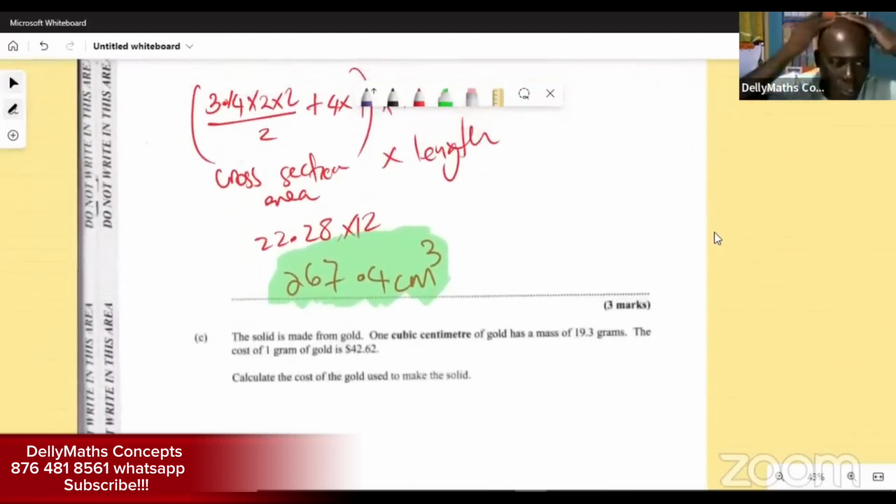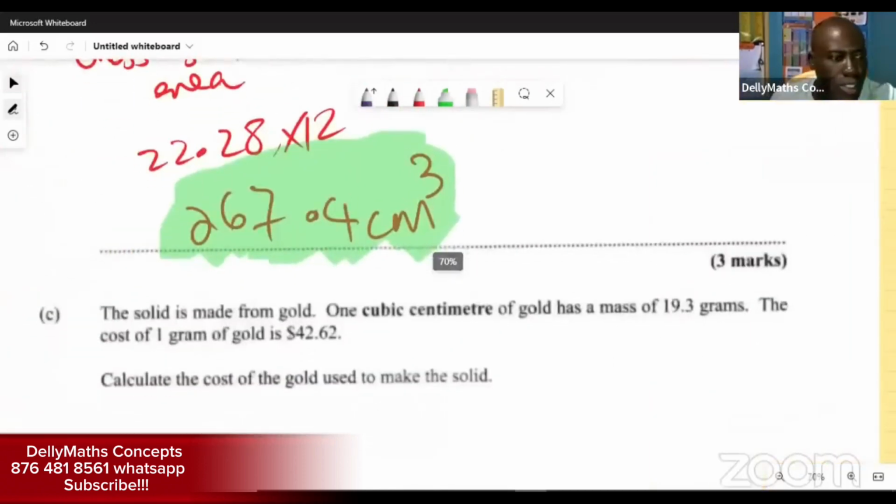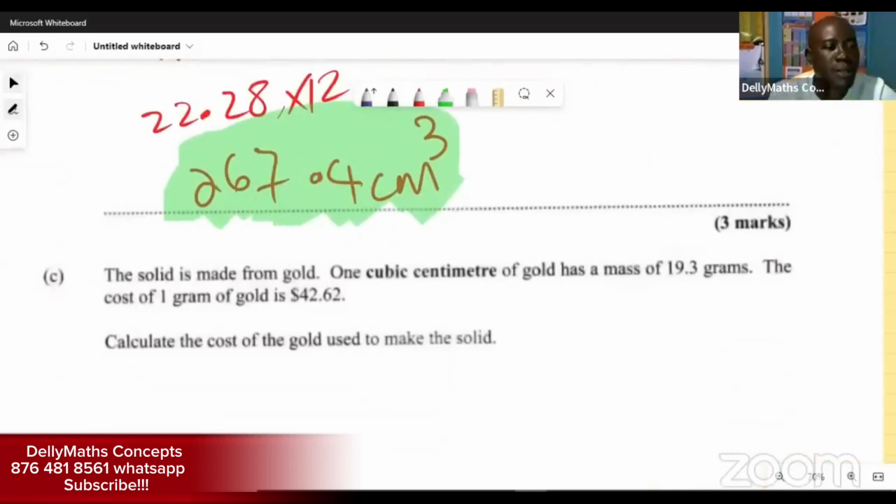Now let's see what's going on. The C part of the question, let me blow the question up a little bigger. So the C part of the question says, the solid is made from gold. So we're suggesting that the thing that you just saw is made from gold in such a way that 1 cubic centimeter of gold has a mass of 19.3 grams. You see how many cubics we have here? We actually have 267.4 cubic. They are saying one contains 19.3. And then they're telling us that 1 gram is sold at $42.62. Then calculate the cost of the gold used to make the thing.